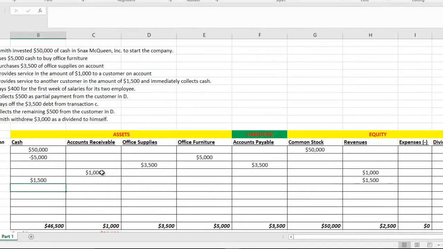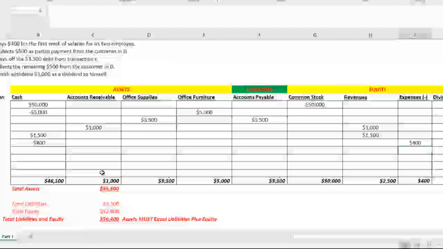Now we're going to go to F. Here, Snacks pays $400 for the first week of salaries for its two employees. So we are paying the money. So it's going to be a $400 decrease to cash. Now the expense side, we have to take a look at this for a bit. The expense itself is increasing. So we're increasing the expense, which decreases equity. So if we take a look at that, it's a $400 increase to expense.